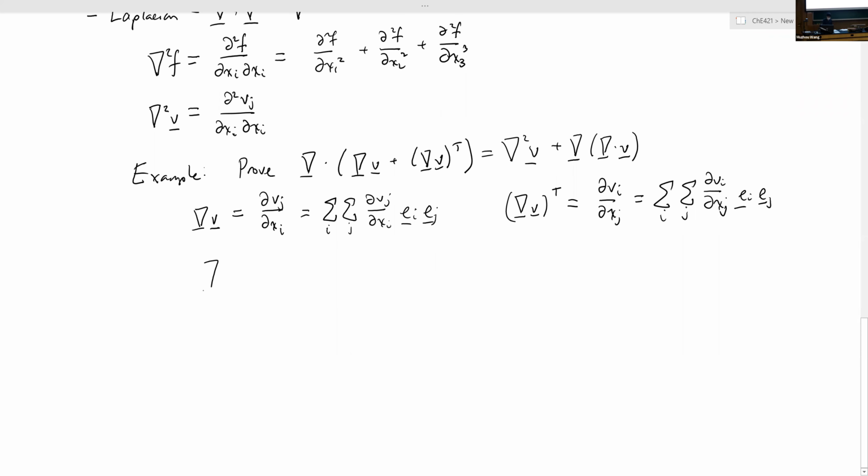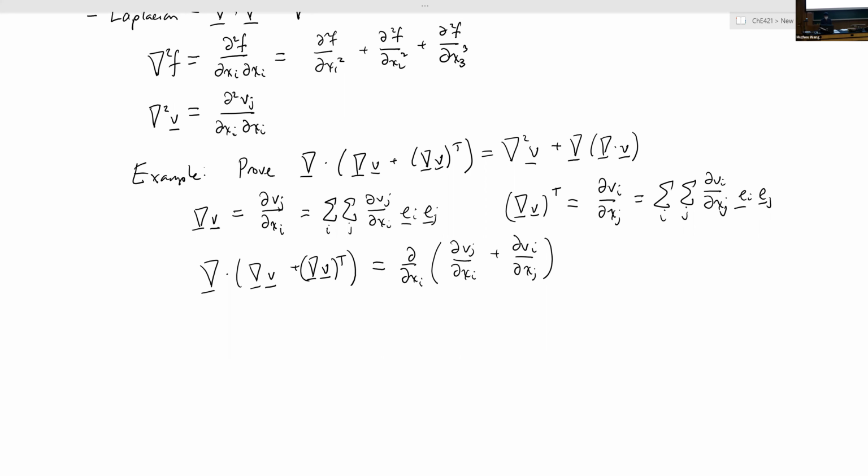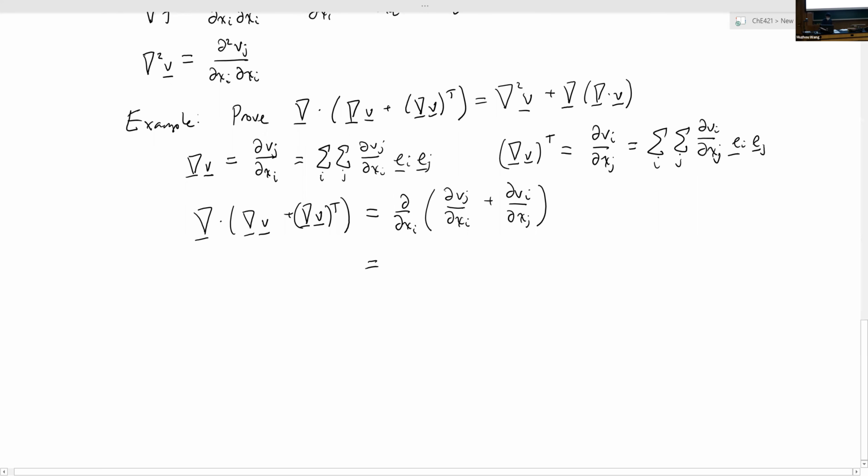Now, the left-hand side, let me just copy that over here. That's equal to the divergence of these two things added together. And so therefore, that looks like this. And well, we can basically just distribute that out, right? The sum of a derivative is equal to the derivative of a sum. And so then the first term becomes this, and the second term, oh, sorry, there's a d squared here. And the second term becomes this.